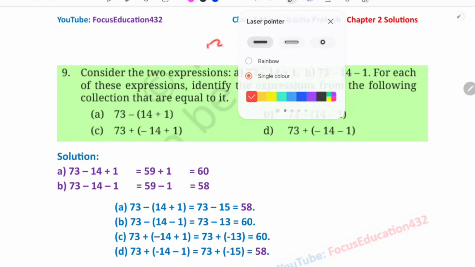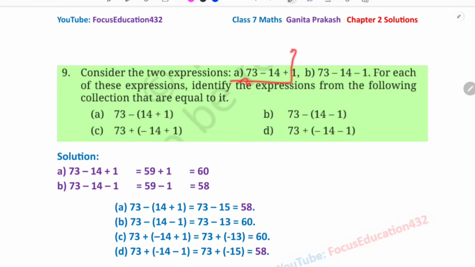So what is given to us here? This is the first one: 73 minus 14 plus 1. So I am first calculating this. What is the value? 73 minus 14 is 59. 59 plus 1, 60. So this one becomes 60. What about the B one? 73 minus 14 minus 1 means 73 minus 15. Right. So 73 minus 15 is 58. So this becomes 60 and this becomes 58.